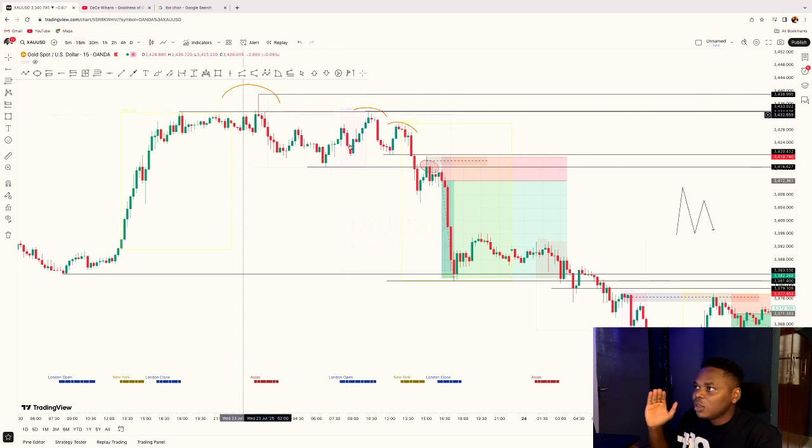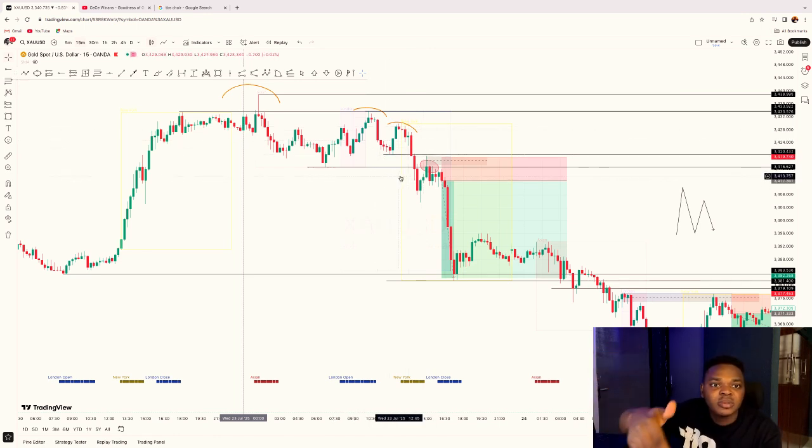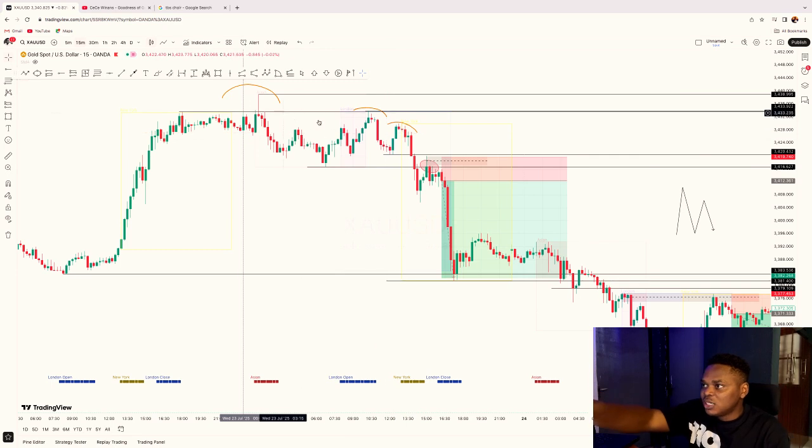You can see I waited for Asian session to close, I waited for London session to open. I had a particularly nice setup showing me that price is actually coming to the downside. Remember, for every sell or for a downward trend, you have to see lower highs and lower lows, which we could see nicely was printed around here.